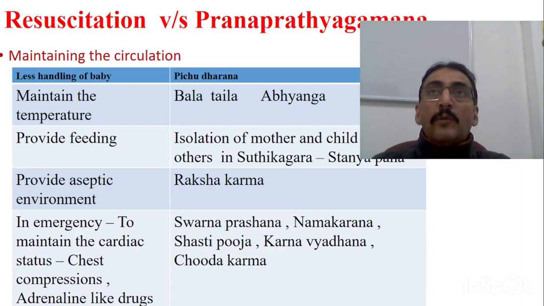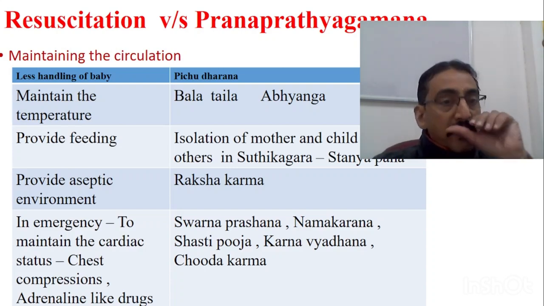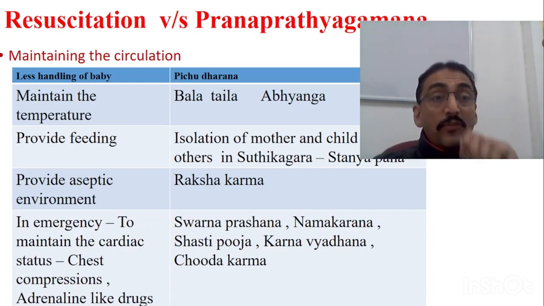Modern science explains some methods of increasing circulation. We know it starts with less handling of the baby. This is the first one. They always say you should handle the baby very little. Overhandling is always dangerous. Then maintain the temperature, which also helps to increase the circulation. Provide feeding, which also helps to increase the circulation. Provide an aseptic environment, which also helps to increase the circulation.